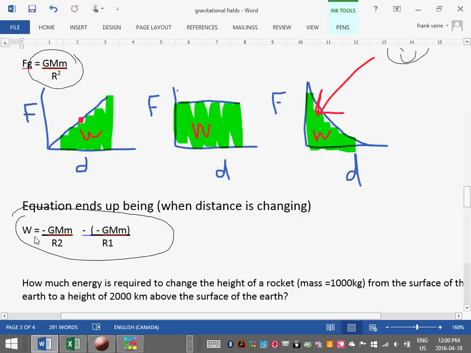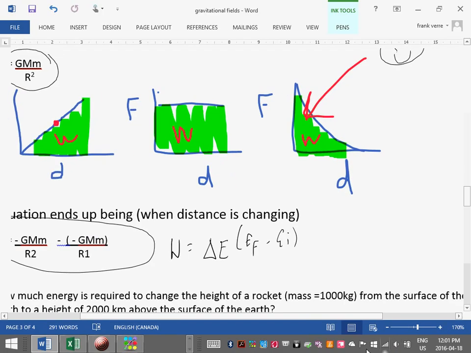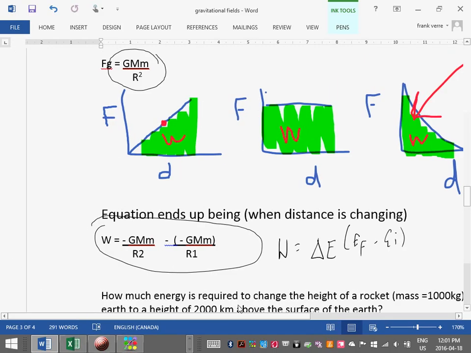Now, we've defined work as what? Change in energy. So that would mean what? EF minus EI. So you're looking at this. This equation looks funny, doesn't it? Because you've got a negative sign in it. You have negative here minus another negative. That looks a little odd. I'll tell you why they did that. R2 would refer to a distance further away, and R1 would be something closer.